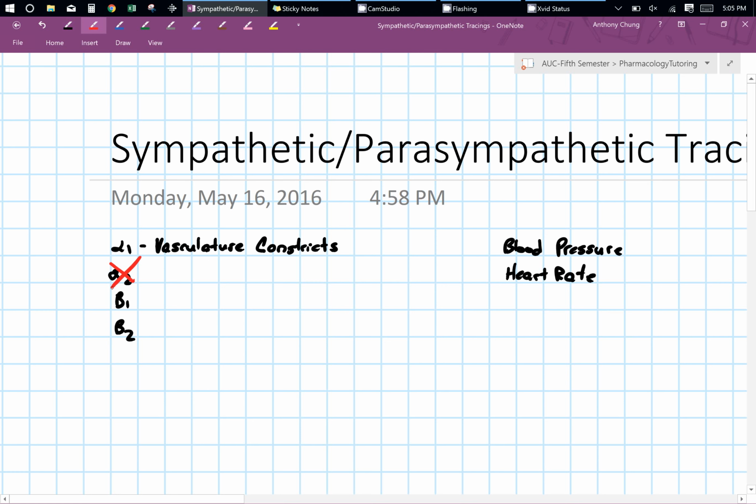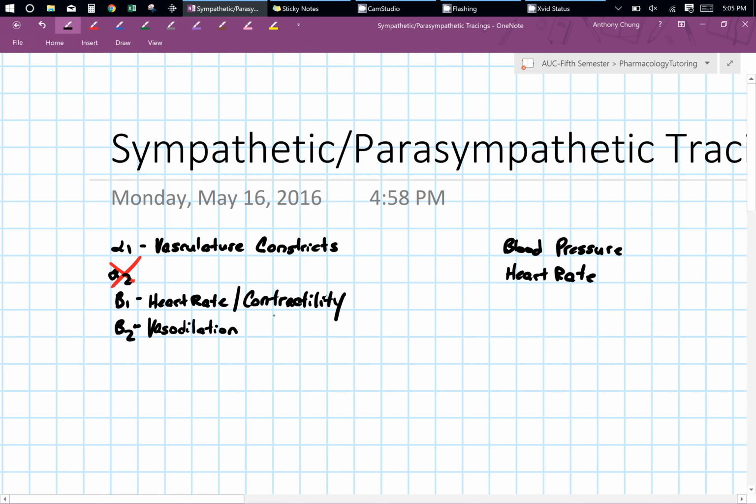Beta 1 is important. What does beta 1 do? Heart rate and contractility. So those are really important. And then finally, beta 2, what does that do? Vasodilation. Okay. So this is going to be vascular vasoconstriction for alpha 1, and for beta 2, vasodilation. So that is the basic concept of it.